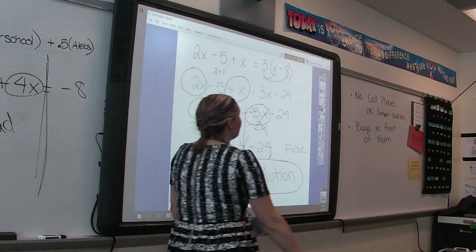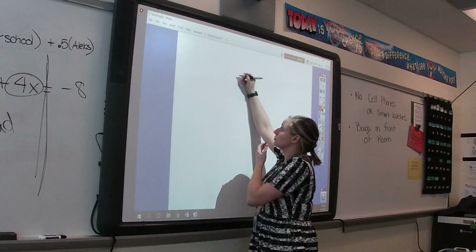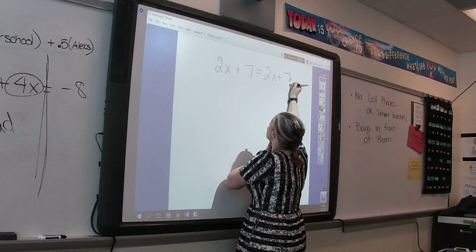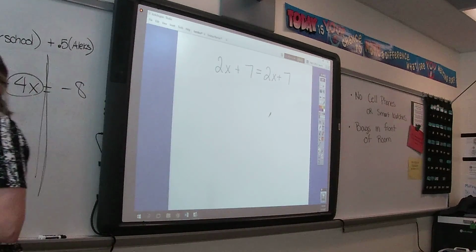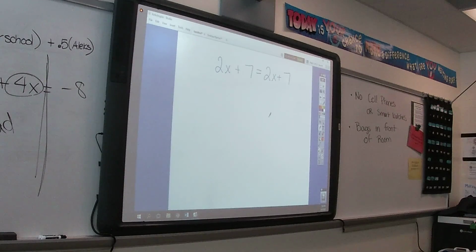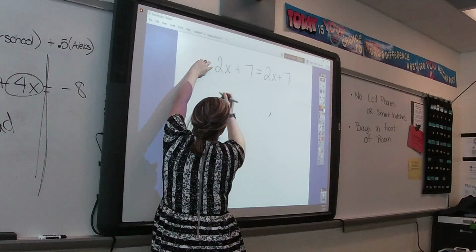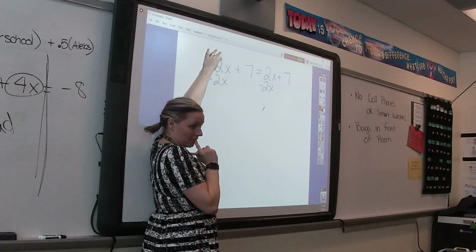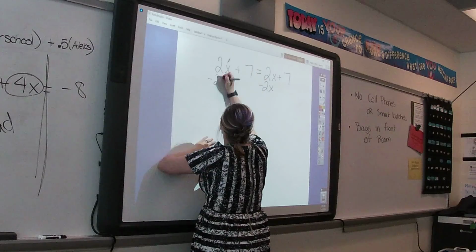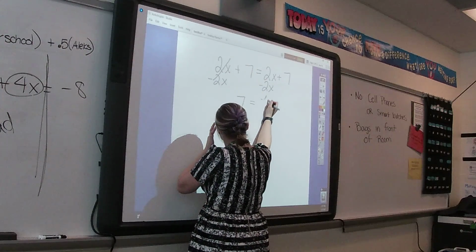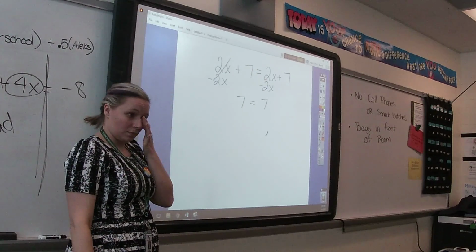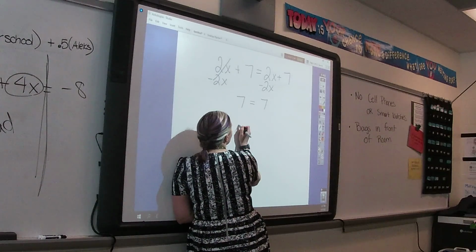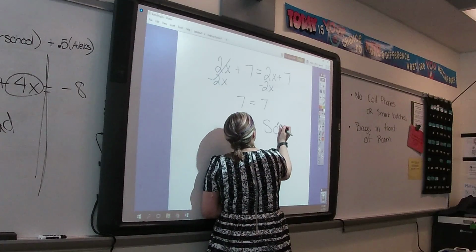Okay, which means if we get a true statement, I mean, this is a really dorky example, but I want to make sure that we understand. So if we were to combine our like terms here, what would we have left? 7 equals 7, which is true. Okay, so here we have the answer of all solutions.